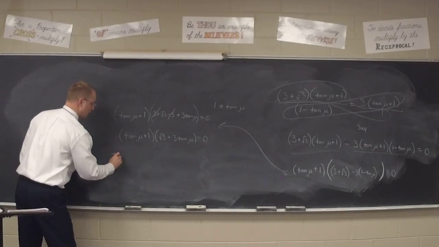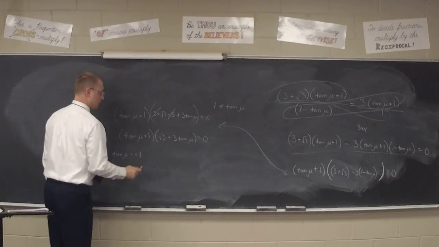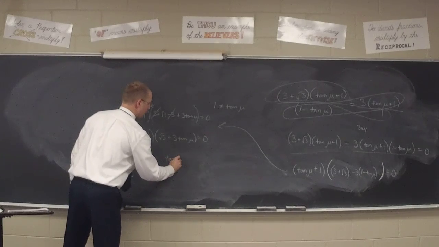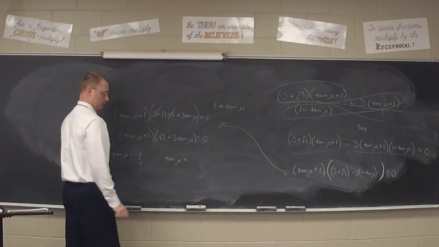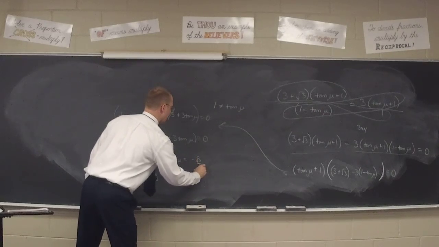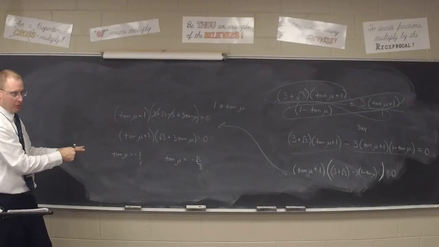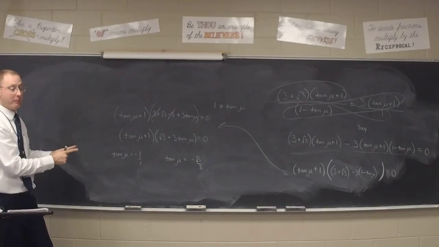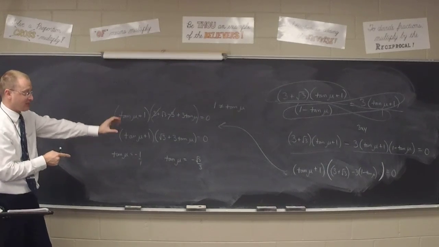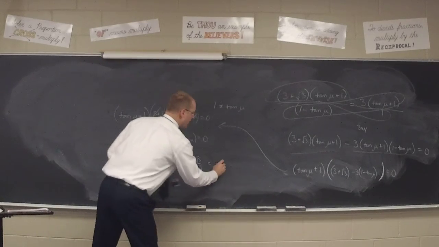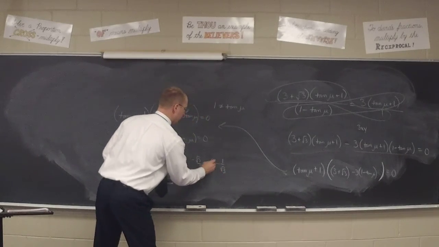Tangent mu equals negative 1, which I'm going to put over 1. And tangent mu equals negative square root of 3 over 3. Now, here's where your brain has to engage. Square root of 3 over 3 should look familiar, but this is a reduced, simplified form. What is this originally? 1 over square root of 3. Negative 1 over square root of 3.